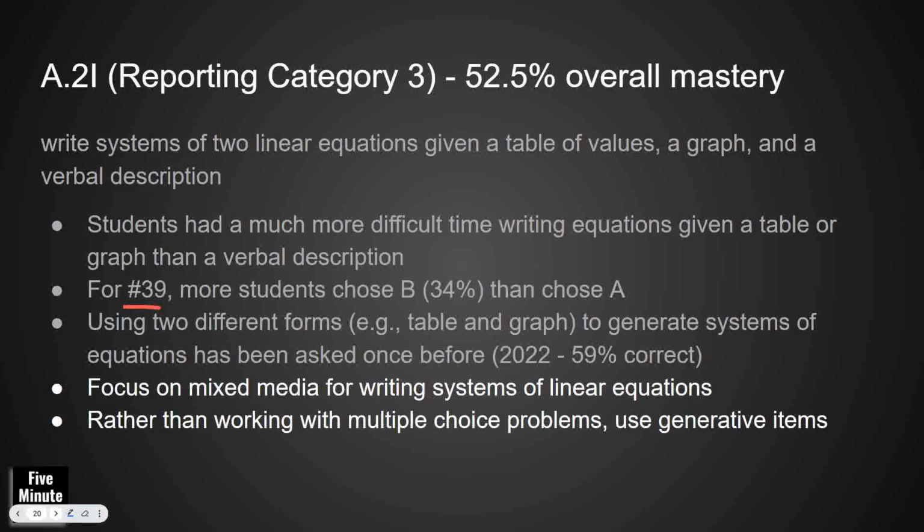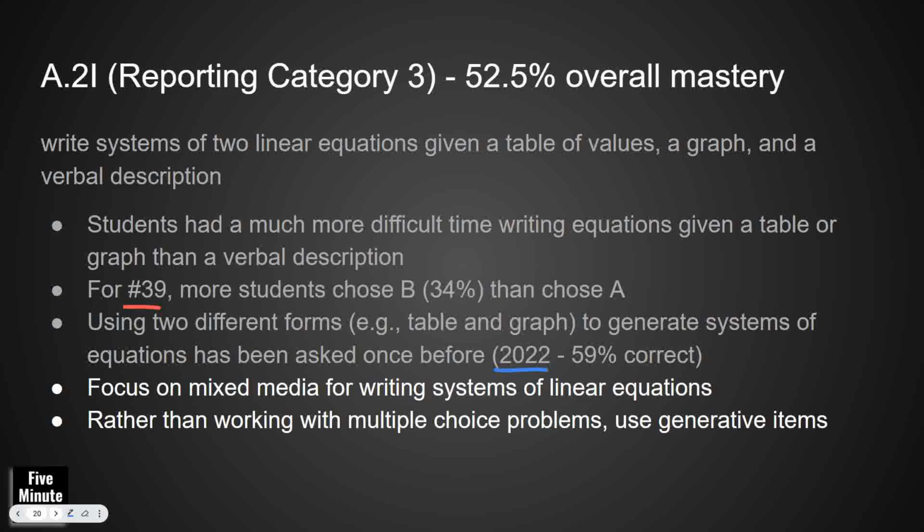And so using two different forms, like the table and graph, to generate systems of equations had only been asked once before, and not since our STAAR 2.0. We had 59% correct in 2022. So I definitely foresee this being a feature moving forward, a system of equations where one is a table of values and one is a graph. Potentially one could be a graph and one could be a verbal description. But I definitely think the mixed methods is something we need to be looking for moving forward.